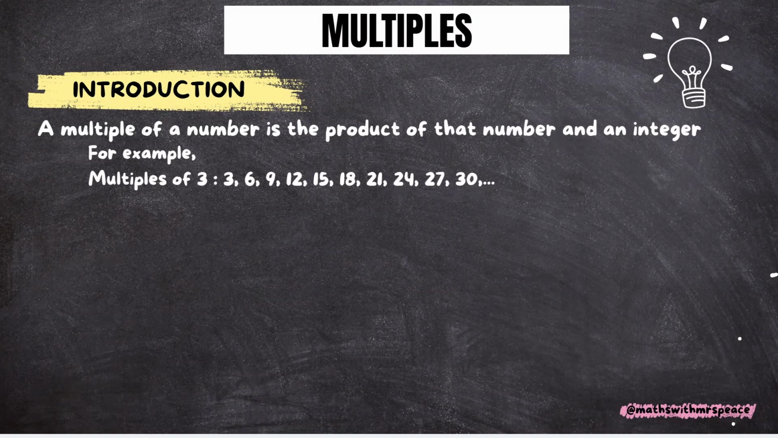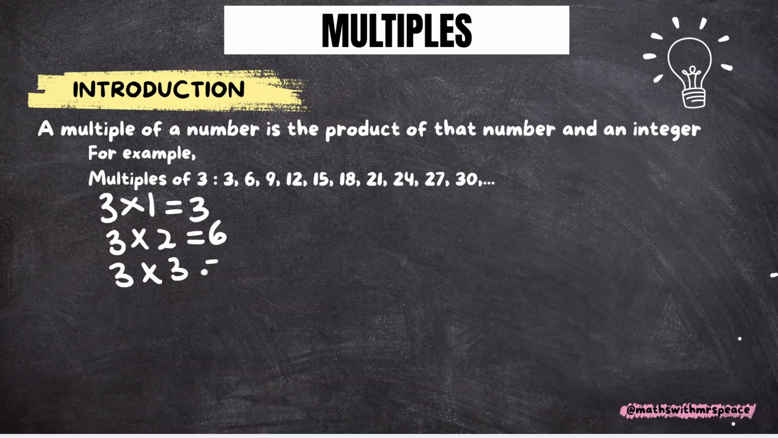If you are familiar with your multiplication table, you can already tell that the multiples of 3 as displayed on the screen are the result you are going to get if you perform multiplication of 3 by other whole numbers. Now let's try that. We know that 3 times 1 is equal to 3. 3 times 2 is equal to 6. 3 times 3 is equal to 9. 3 times 4 is equal to 12. Going to continue over here.